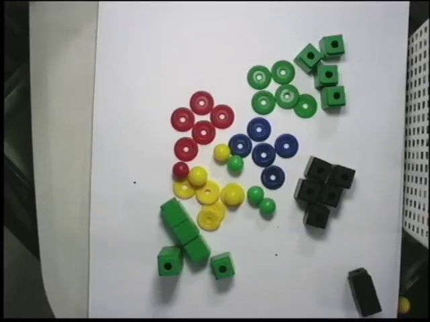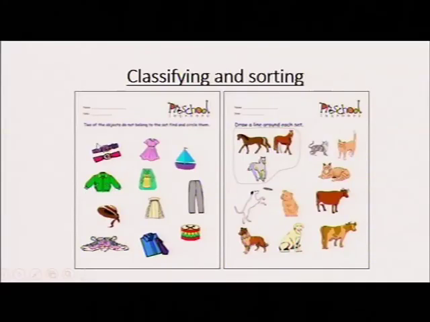These are examples of worksheets that I can give to my child. Here the child sees that all these items except two of them have to do with clothing. So the child just encircles the items that do not have to do with clothing, and this is how I practice sorting and classifying. On this side, I have different animals and the child can just group the different animals.